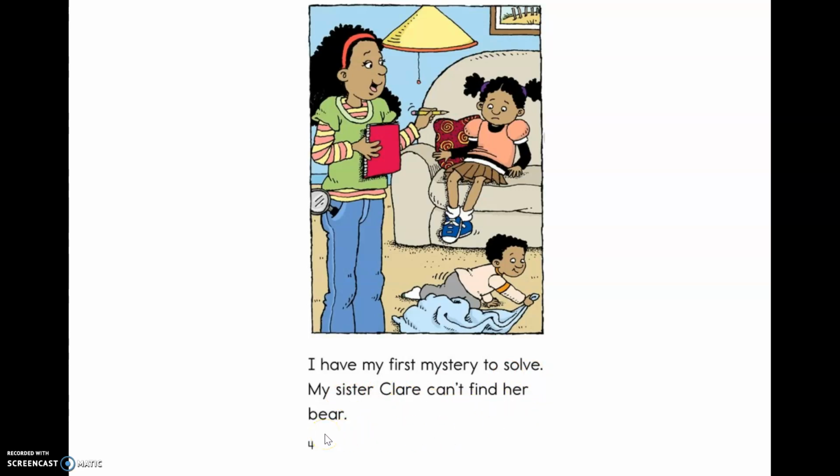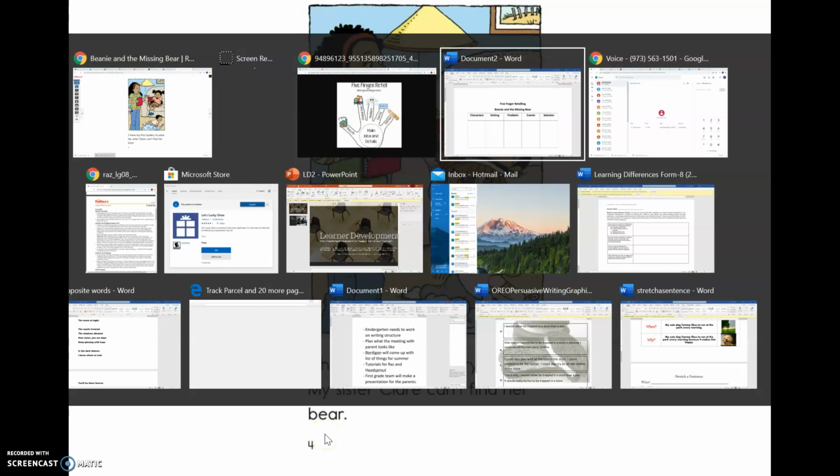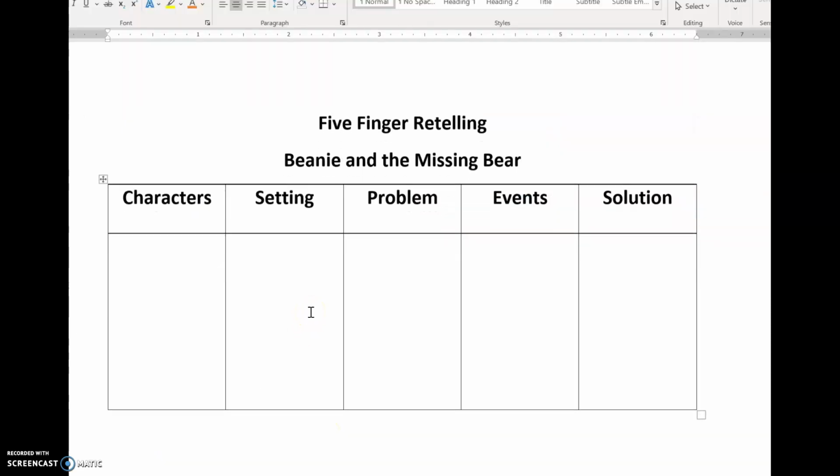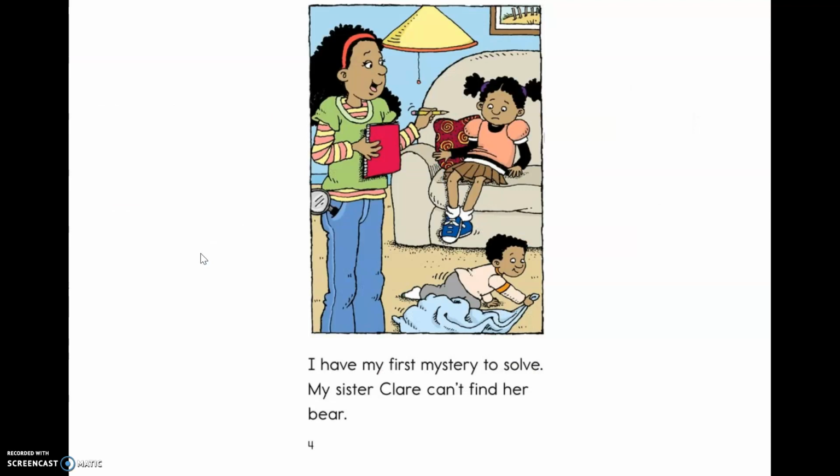So this is what I'm going to do. I'm going to go here to this graphic organizer. It says characters. So what are the names of the characters I know? Beanie, Bear, Claire, right? Claire is her sister. Okay, so we got the characters so far.